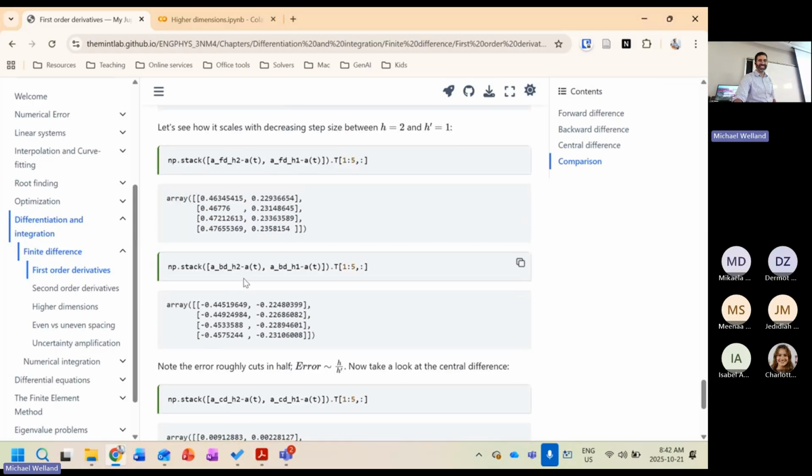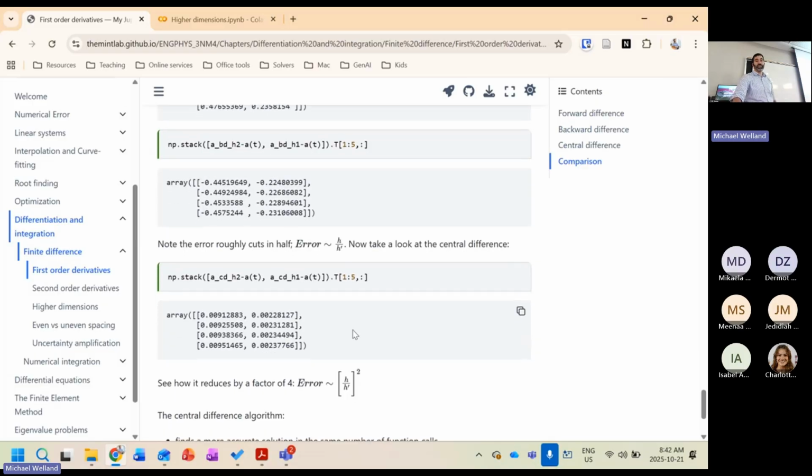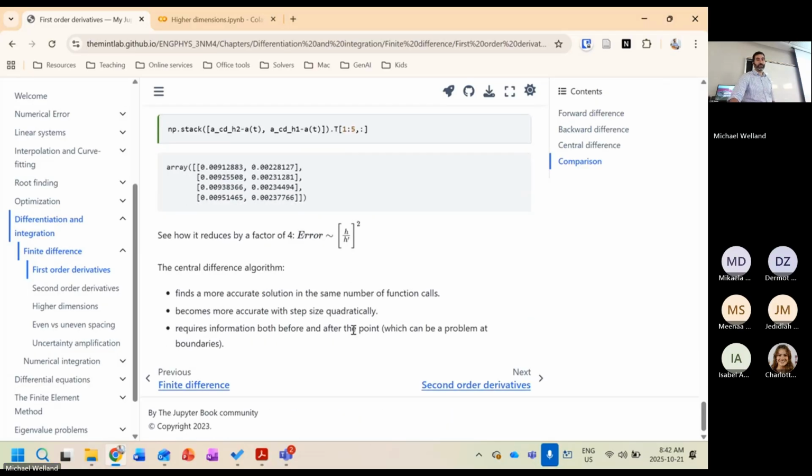Okay. Same thing with the backward difference. It displays the exact same behavior, not surprising, right? And the central difference, instead, when you do the same thing from h is equal to 2 to h is equal to 1, all of a sudden you get this order of 4 reduction, which is the big payoff. So, to review, it gives a more accurate solution, same number of function calls, and it becomes more accurate with step size quadratically. So not only is it a better answer, but it gets better faster than the other ones.